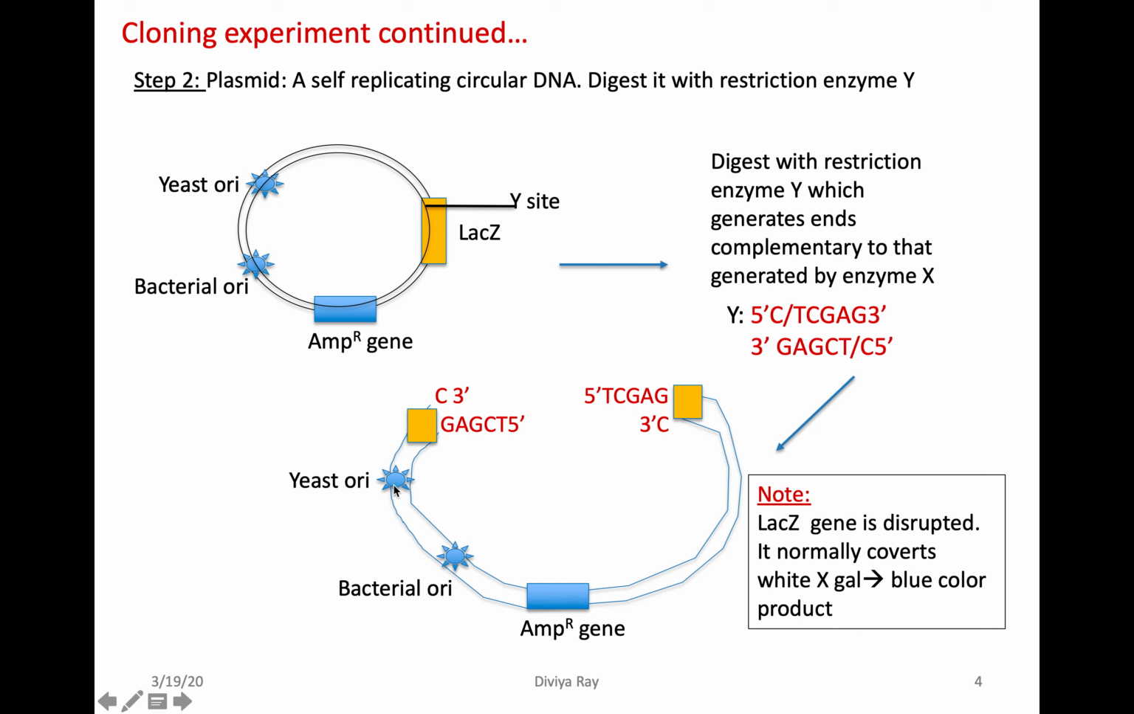So it has all the features: yeast ORI, bacterial ORI, AMPR, and a degraded or inactive LAG-Z gene because you are cutting it with restriction enzyme Y. So you have disrupted the LAG-Z gene, and at this end it will have CGAGCT as the end sequence, and at this end it will have TCGAGC over here as the end sequence.